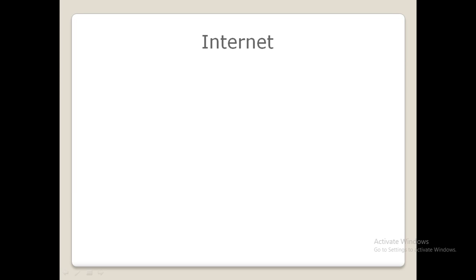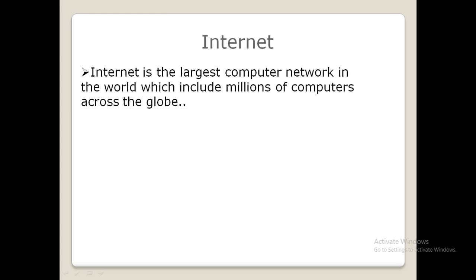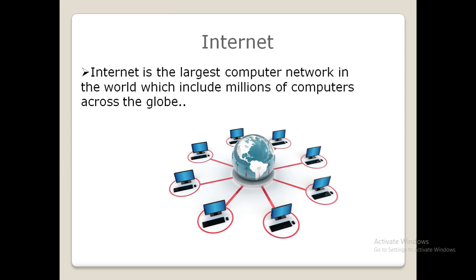So first we will discuss what you mean by internet. Internet is the largest computer network in the world, which includes millions of computers across the globe. This particular network can be formed through telephone wires, cables, dongles, Wi-Fi, satellites and so on. When computers are linked over the internet, they are able to send and receive all kinds of information such as text, video, voice and so on with each other.